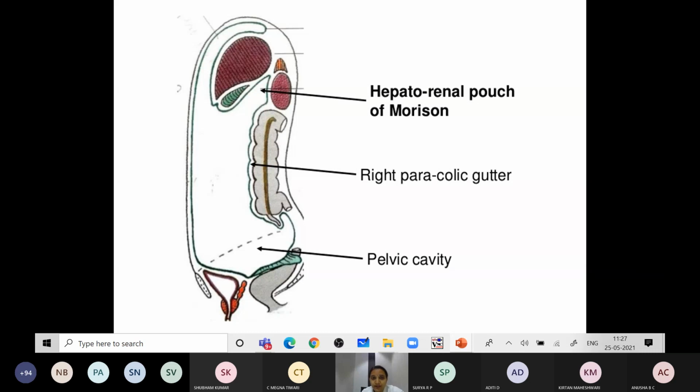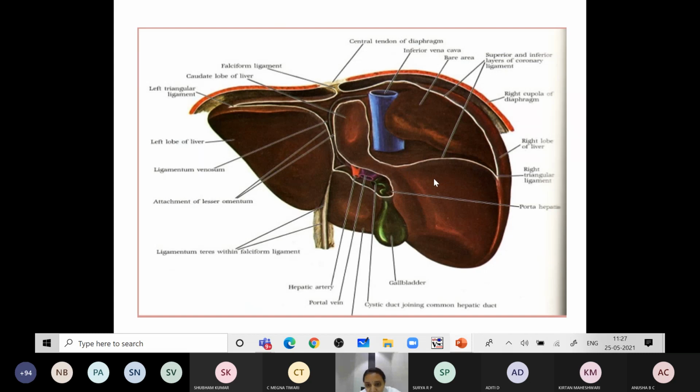Okay, any fluid collects in the hepatorenal pouch of Morrison. Okay, so this is the reflection on the right side. Okay, here it is continuous. Now, we have seen the peritoneum of the greater sac continuous with the peritoneum of the lesser sac. So this part is covered by peritoneum of the lesser sac.